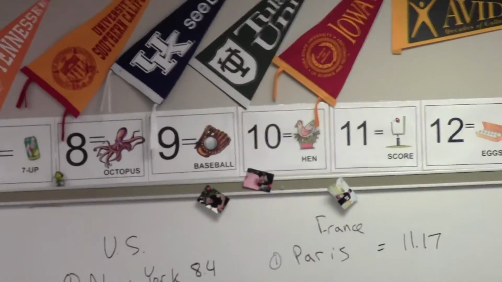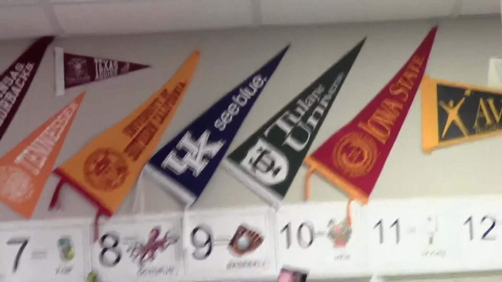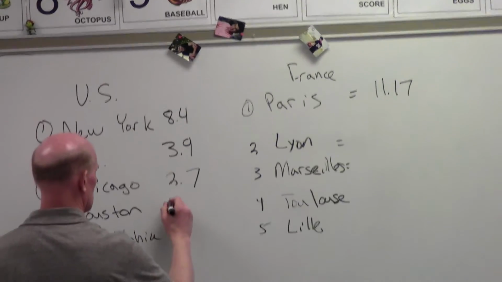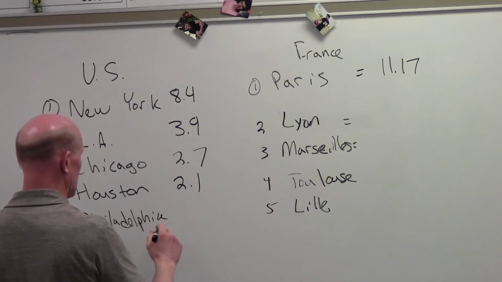What do we got for Chicago? 2.7. Okay. Anybody have Houston? 2.2. 2.1. 2.2 apparently. And what do you got for Philadelphia?